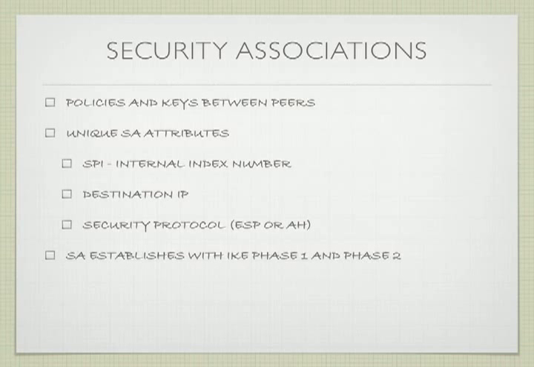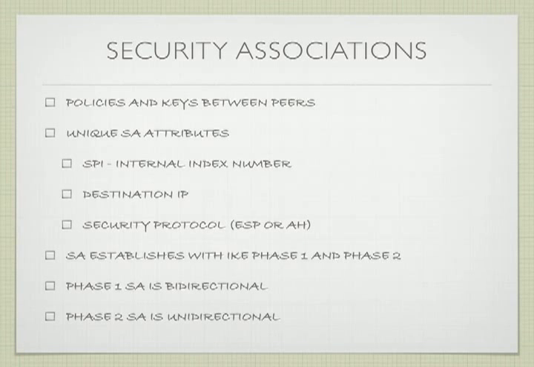The SA is established with IKE phase 1 and phase 2 and is associated with those negotiations. Phase 1 SA is bidirectional. So when phase 1 goes through, they exchange messages and they're able to pass traffic back and forth. But phase 2 SAs are unidirectional. So if you want traffic to flow in both directions, you're going to have an SA going in each direction, and we'll see how you identify those in ScreenOS.